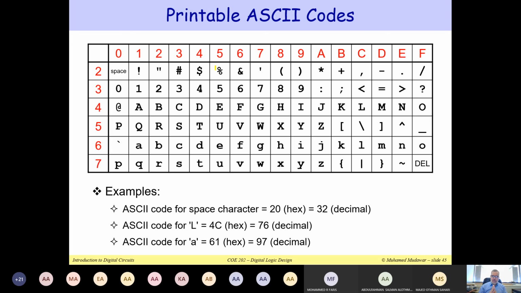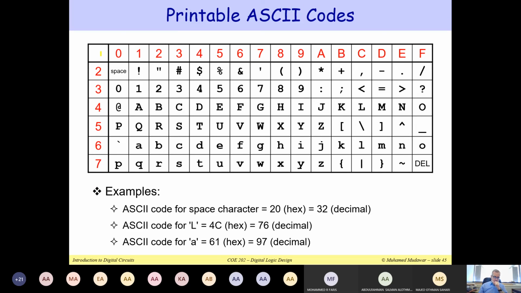Let me show you here the original 7-bit ASCII codes. These are called the printable ASCII codes. Space itself is a character, and it is shown here in hexadecimal. Notice that the columns here are numbered from 0 to F, where F is 15, A is 10, B is 11, and so on. And we start here at 2 to 7.